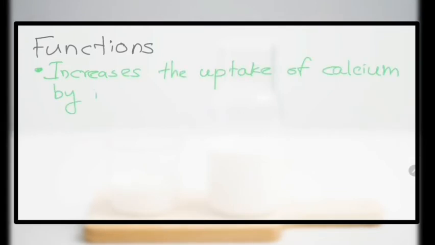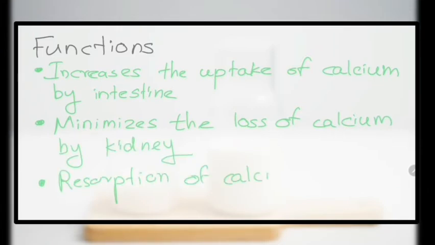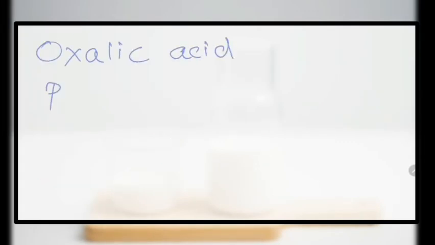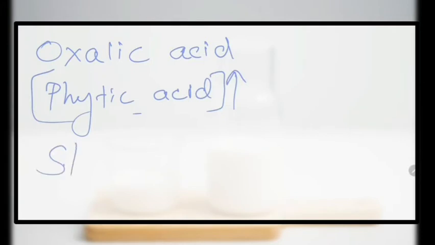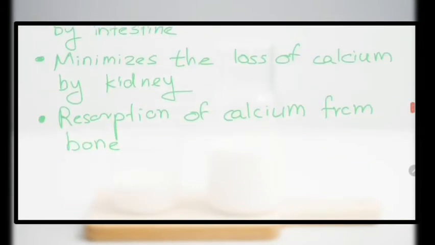It increases the uptake of calcium by intestine and minimizes the loss of calcium by kidney. It also stimulates resorption of calcium from bone when necessary. By these mechanisms, it maintains the calcium homeostasis of the body. What can decrease the absorption of calcium? Steatorrhea, high concentration of phytic acid and oxalic acid.